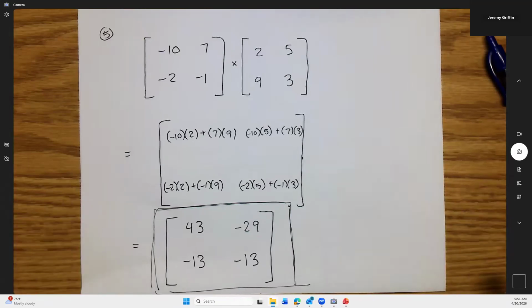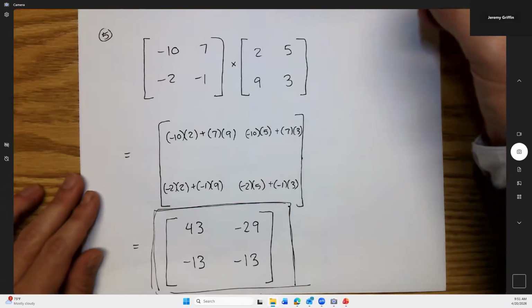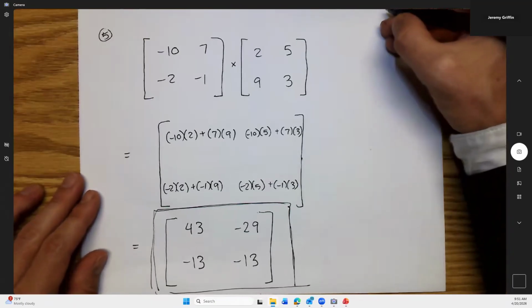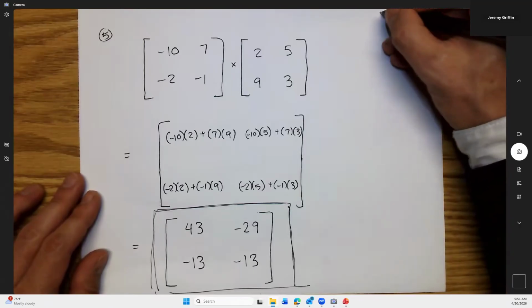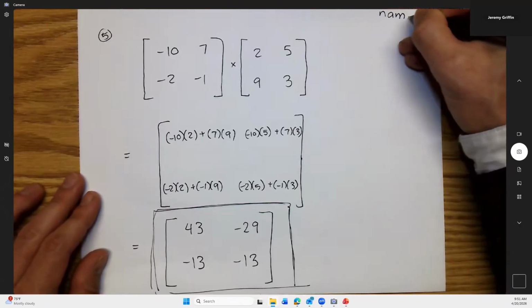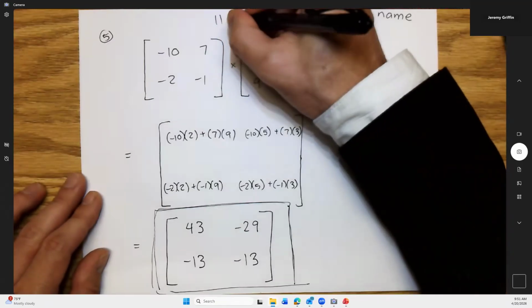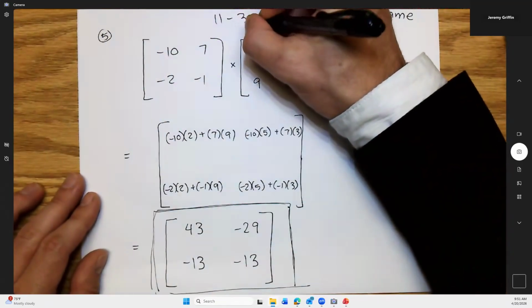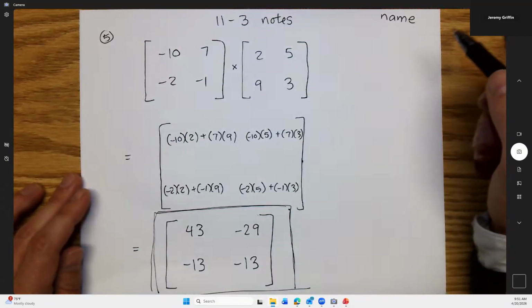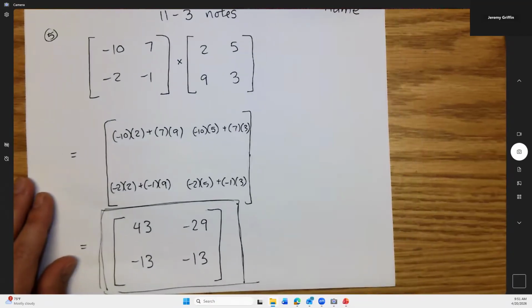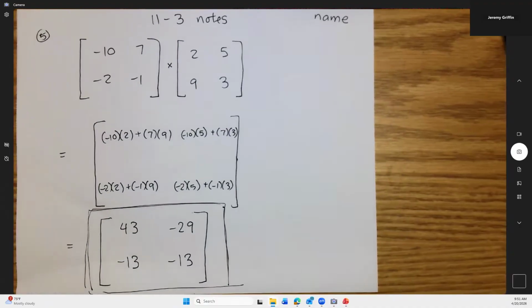Okay. Let's write it down. You guys know how many guys keep these notes for points, right? So you guys wrote your name on your paper. This is 11.3 notes. So you guys get your name on your paper, 11.3 notes. That's one example right there. Get caught up on that.